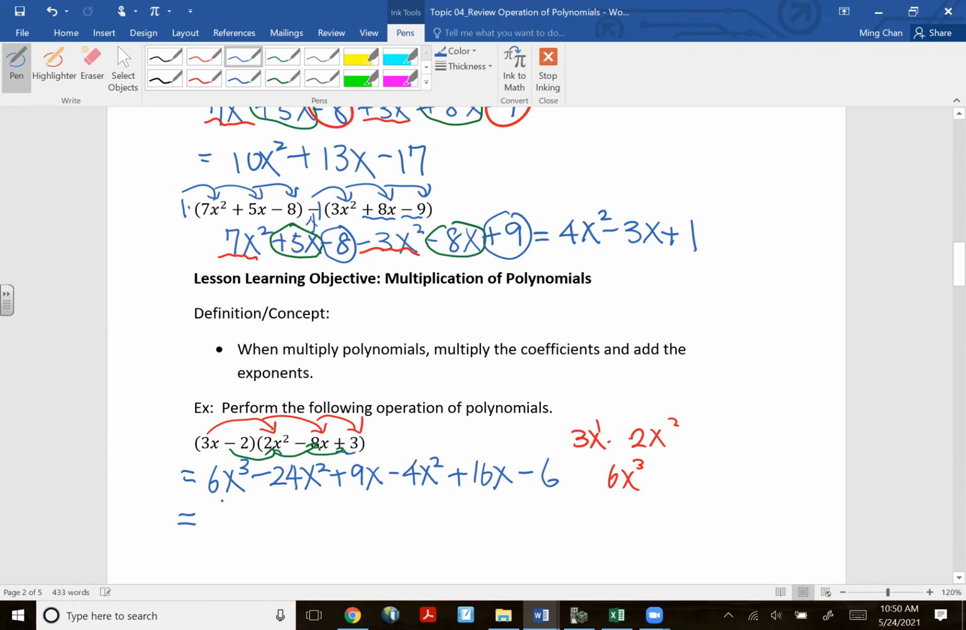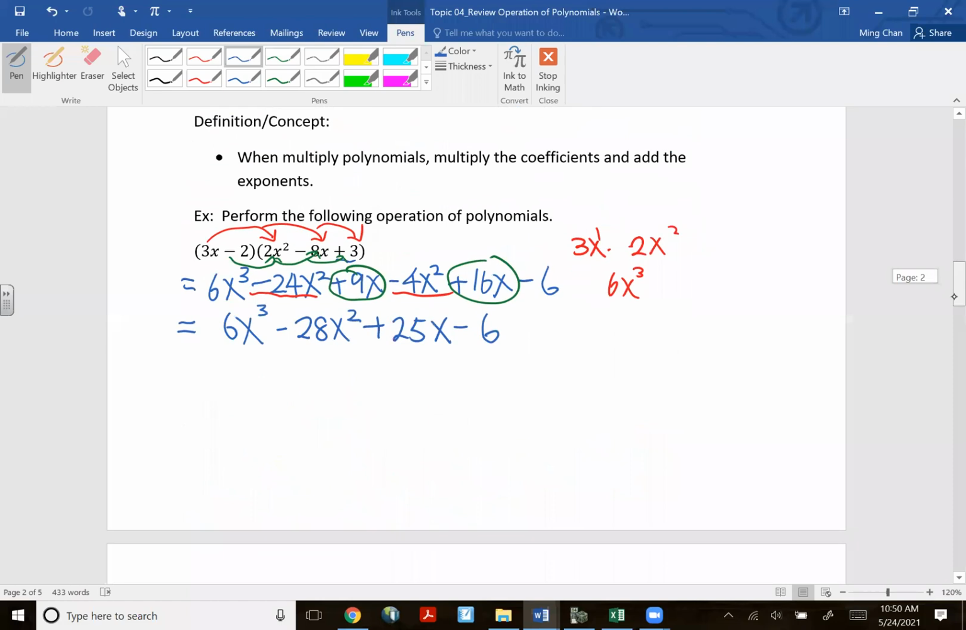And then we just combine like terms. The degree here has to be 3, so that term goes first. The square term goes next: negative 24x squared minus 4 more x squared is negative 28x squared. The x to the first power: 9 plus 16 is 25, positive 25x. Negative 6 has nobody to combine with, so that will still be negative 6. So that will be my answer. Multiplying polynomials, we'll do this quite a bit.